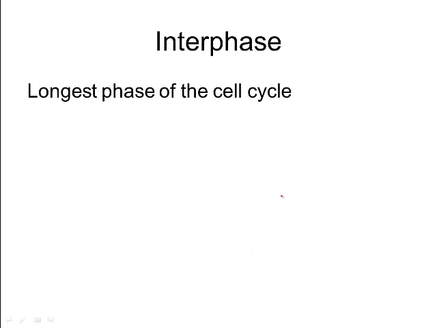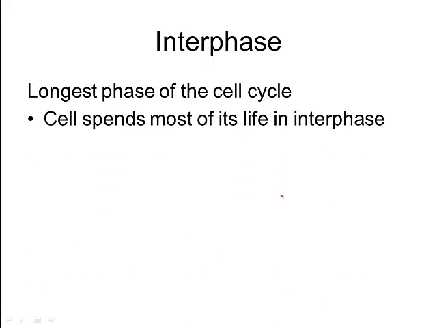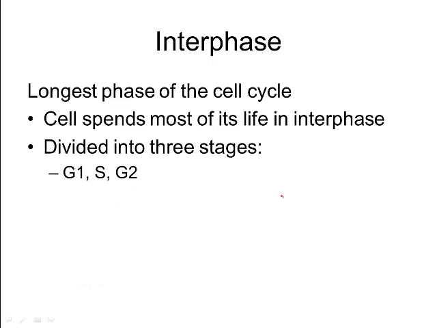Okay, so we're going to start by looking at interphase. Interphase as a whole is the longest phase of the cell cycle. So this is where the cell is going to spend most of its life, and it is divided into the first 3 stages of the cell cycle that we just talked about. So G1, S, and G2 all comprise this stage of life called interphase.